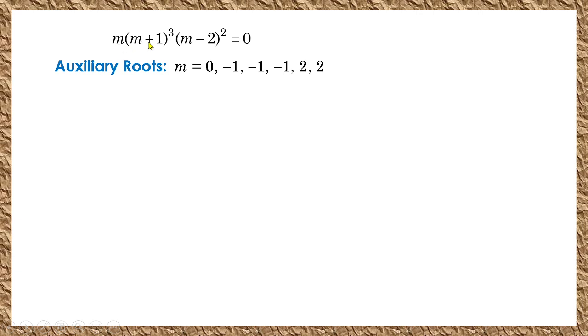Zero. Ito, negative 1, negative 1, negative 1, kasi quantity cube. Ito, 2, 2, 2, kasi quantity squared. 1, 2, 3, 4, 5, 6. So, for the first one, this is distinct. Case 1, ito, case 2, pareho, no? Cases 1 and 2, therefore.